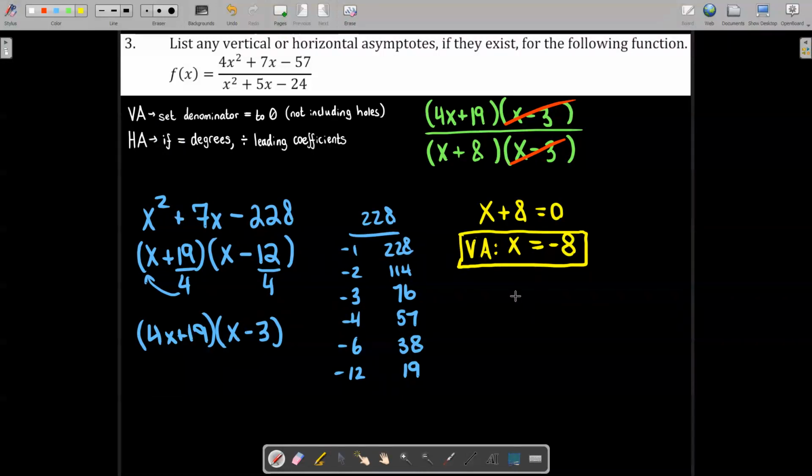Y is equal to the horizontal asymptote. And the way that we find that is just by dividing the leading coefficients. The leading coefficients are 4 and 1. As we said earlier, 4 divided by 1 is 4. So there is our horizontal asymptote. And this is the answer to question 3.